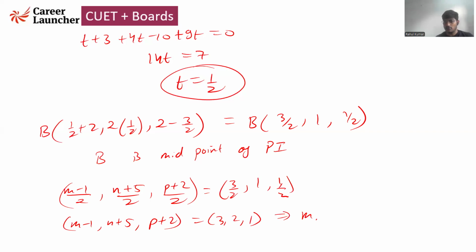And from here, you can get the M, N, and P coordinates, which are the coordinates of the image, which is 3 plus 1 is 4, 5 minus 2 minus 5 is minus 3, 1 minus 2 is minus 1 as the point of image. Now we need to find the length of the perpendicular.